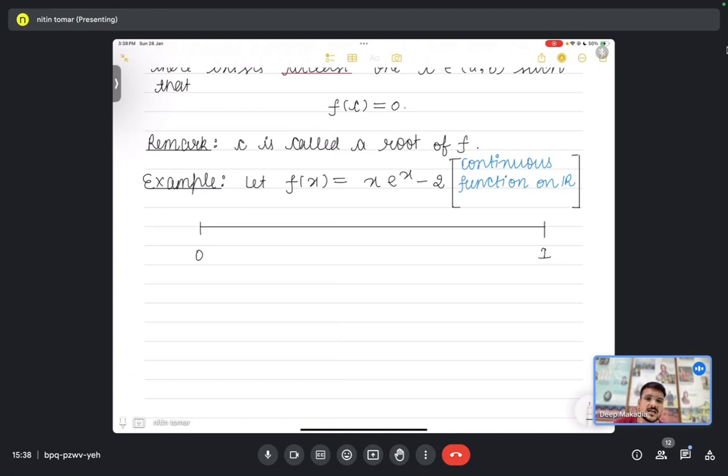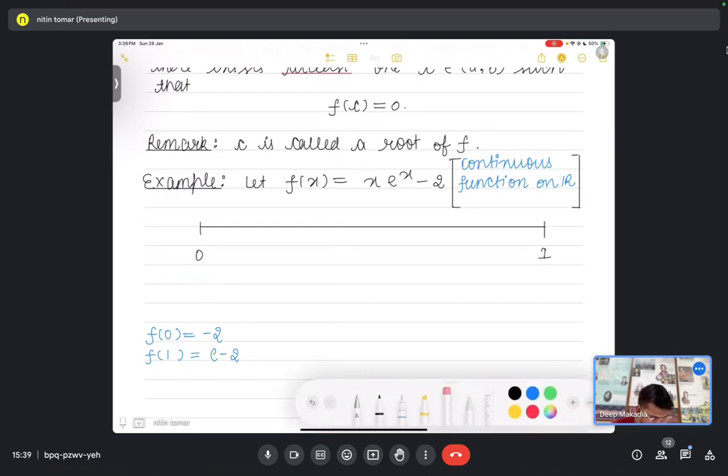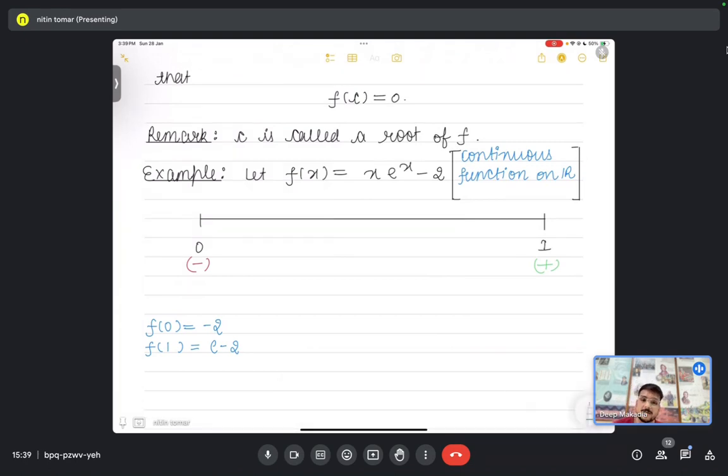Now, tell me what is its sign at 0 and 1? At 0, is it positive or negative? What is f of 0? Very good. It is negative. It is minus 2. And what about f of 1? It is e minus 2, correct? Is it a positive number or a negative number? Positive, correct, as e is greater than 2. So f of 0 is negative and f of 1 is positive. Now, what does the location of root theorem tell you?